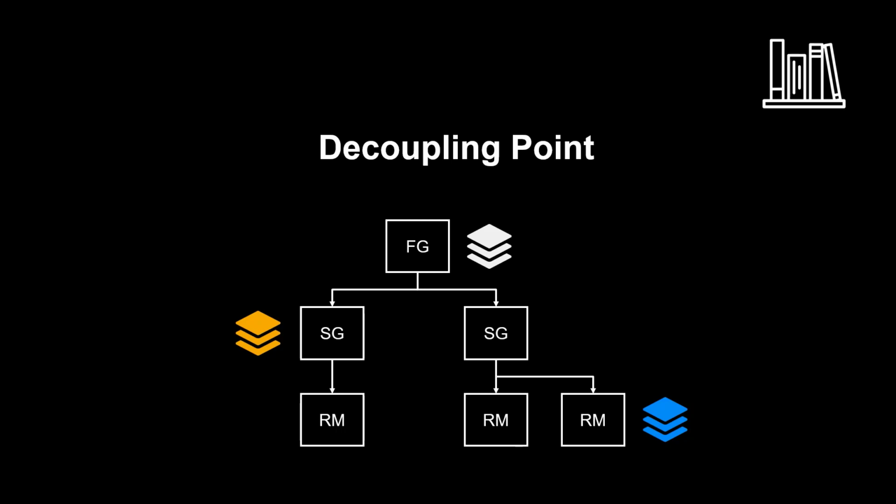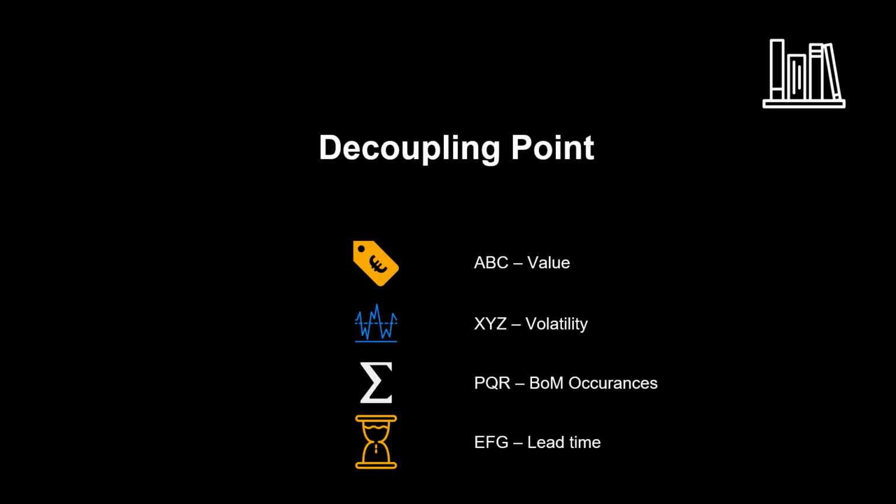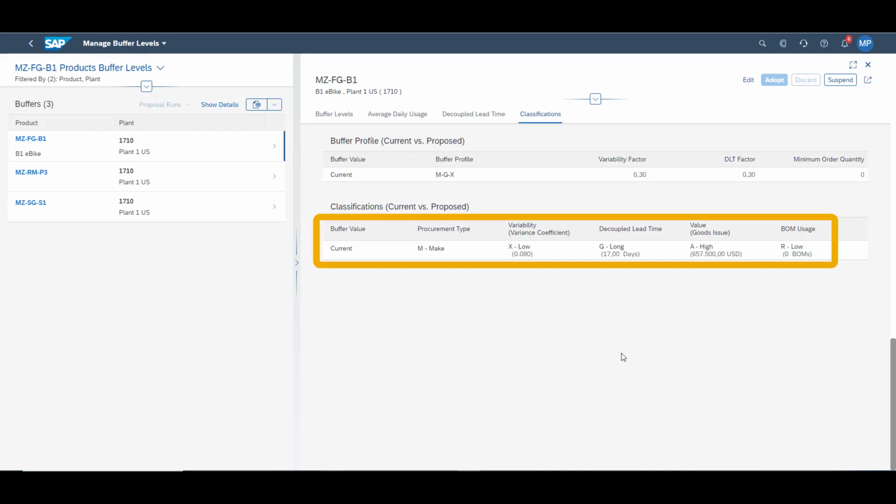A decoupling point is an inventory position, where a buffer is placed. The decoupling also means that the MRP will use this point as the starting point when making calculations. The criteria which are used to determine where a decoupling point should be located are ABC, which is the value of the material, XYZ, which is the volatility of the material, PQR, which is the frequency of usage in bill of materials for the material, and EFG, which is the lead time of the material. This information can also be seen in our Manage Buffer tile. For our finished bike, we can see each of the values, including the underlying information of variability, lead time, value and bill of material usage.